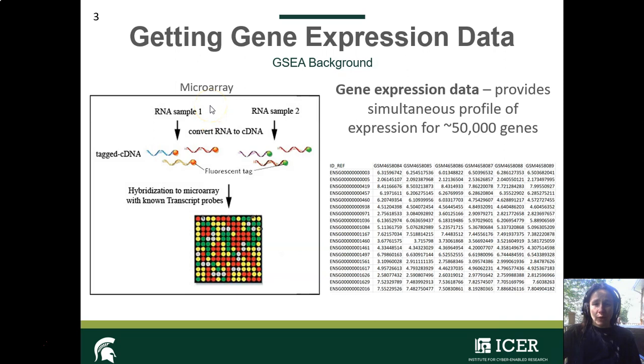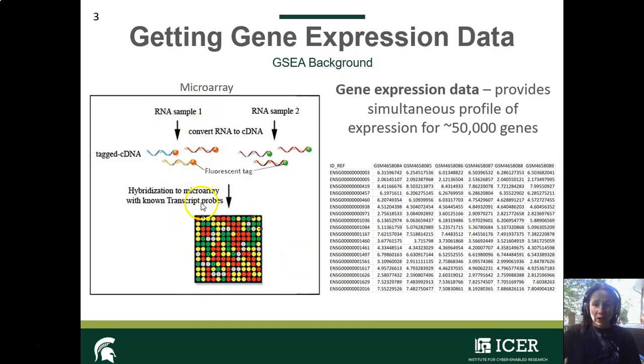In the example for this class, we'll be looking at SARS infected versus mock infected. So we'll take RNA from SARS infected samples and RNA from mock infected samples. We will tag some complementary DNA that is made from the messenger RNA we collect from our cell samples. And then we undergo some sort of an analysis.